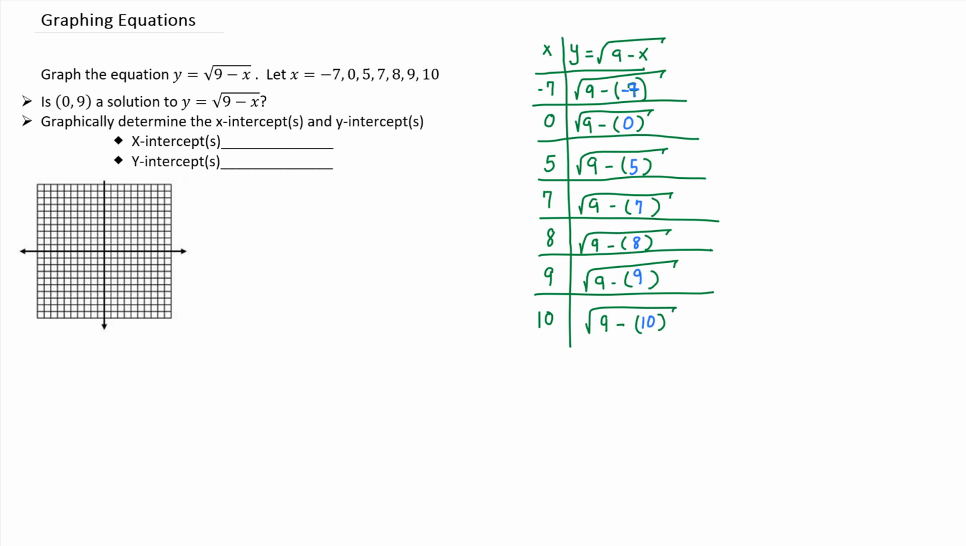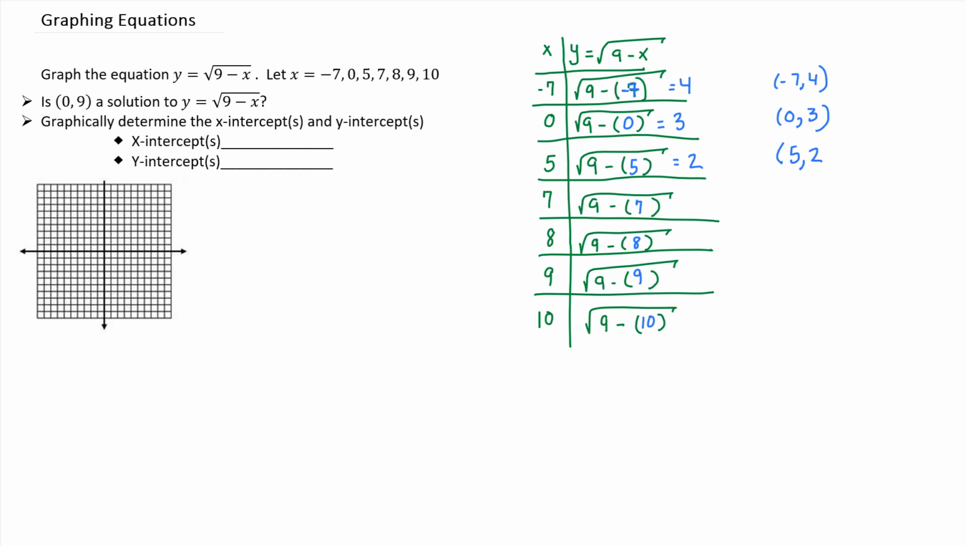So that's all. And what we would do is we would simplify that result. What is the square root of 9 minus a -7? Well, 9 minus a -7 is 16, and the square root of 16 is 4. So this gives me the ordered pair -7, 4. The square root of 9 minus 0 is the square root of 9, which is just 3. So that gives me the ordered pair 0, 3. 9 minus 5 is 4. The square root of 4 is 2. That gives me the point 5, 2.